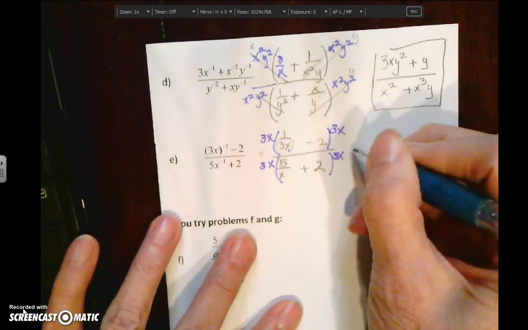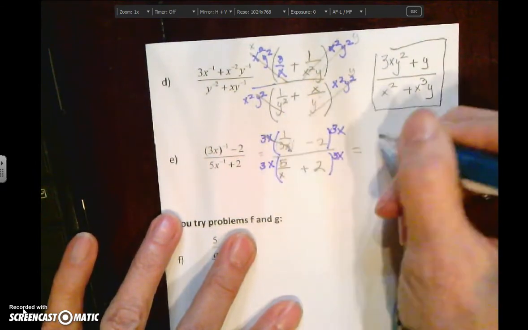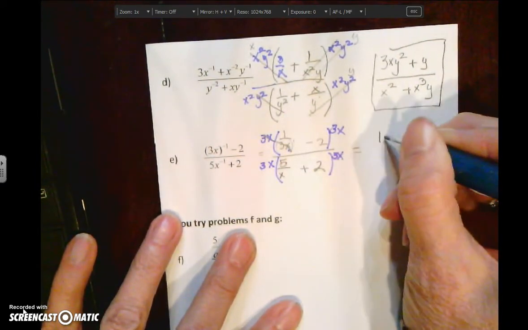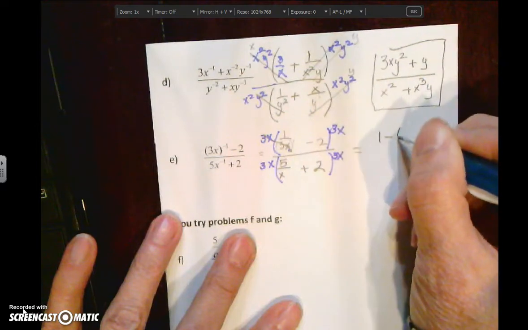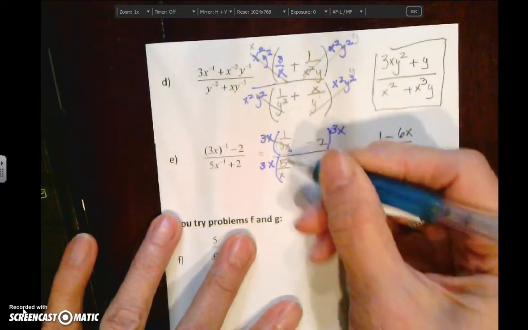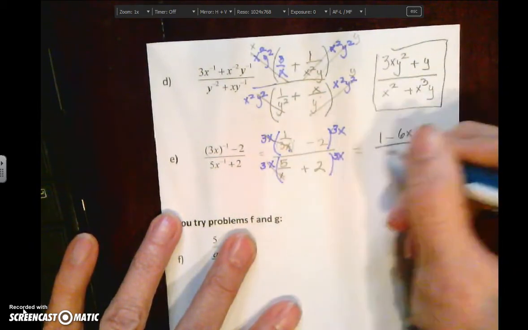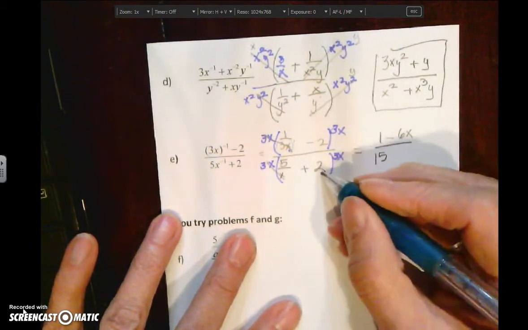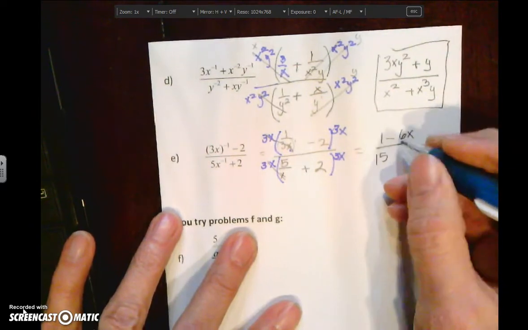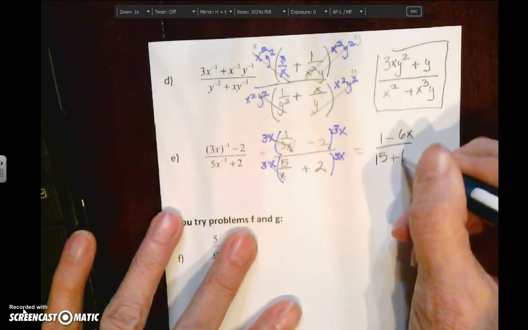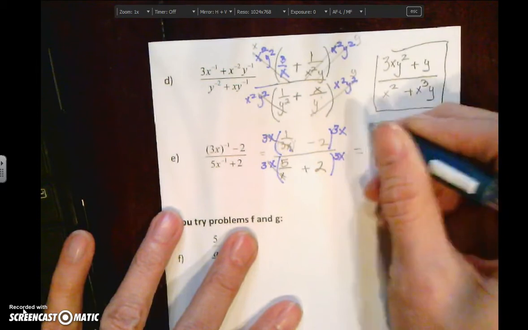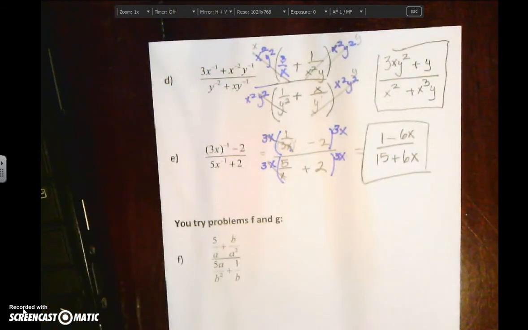So when I multiply that, my 3x is canceled there and leaves me with 1 minus, and then 2 times 3x is 6x. My x is canceled here, and that leaves me with a 3. And 3 times 5 is 15. And then 2 times 3x is a plus 6x. And again, that won't reduce, and so that's my answer.